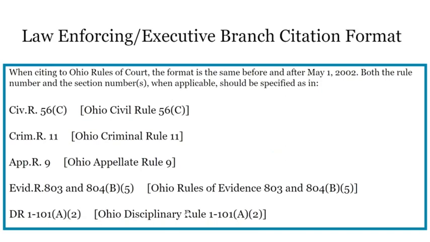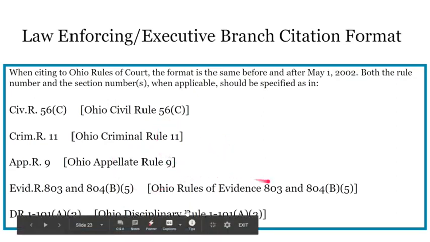When citing to Ohio Rules of Court, the format is the same before and after May 1st, 2002. Both the rule number and the section number, when applicable, should be specified. So those are some examples there. We have Ohio Civil Rule, Criminal Rule, Appellate Rule, Ohio Rules of Evidence, and Ohio Disciplinary Rule. So those are for the rules of court.